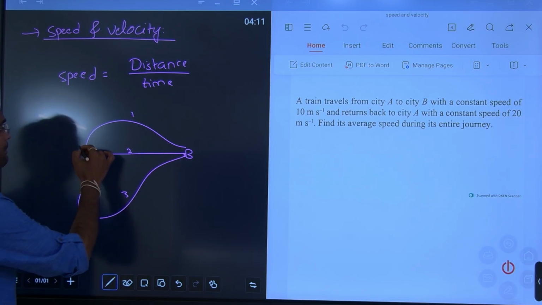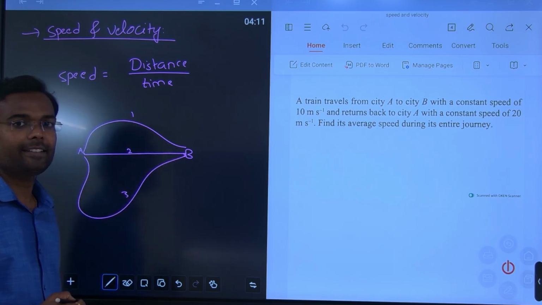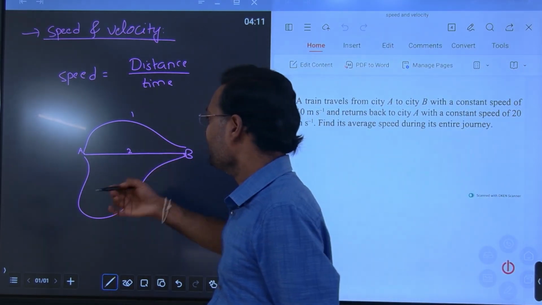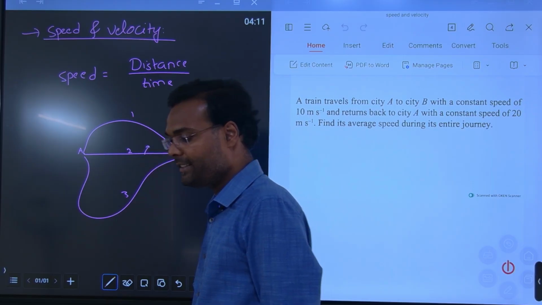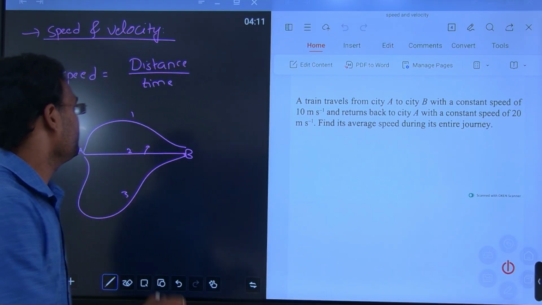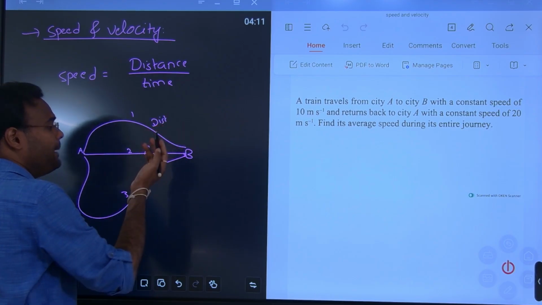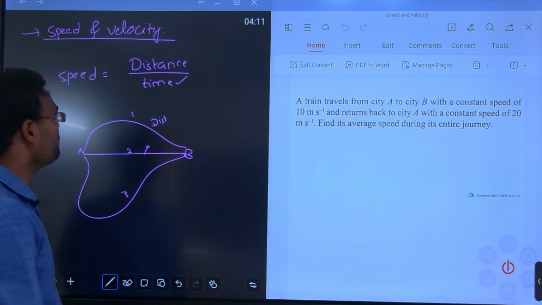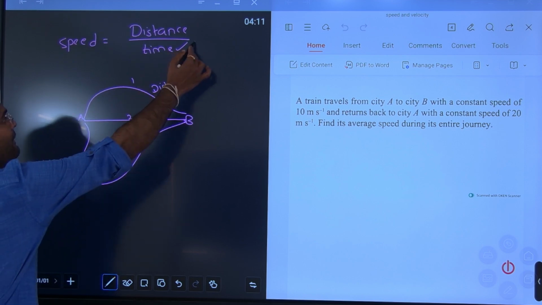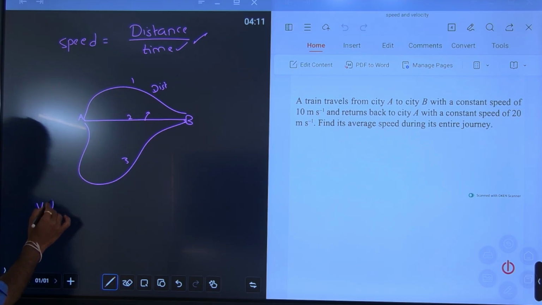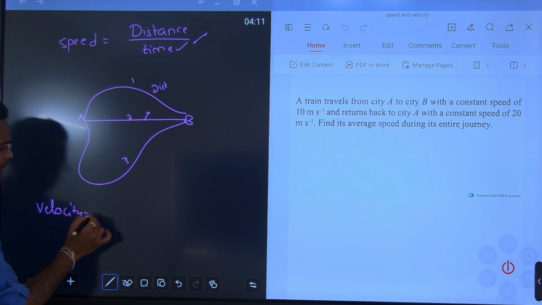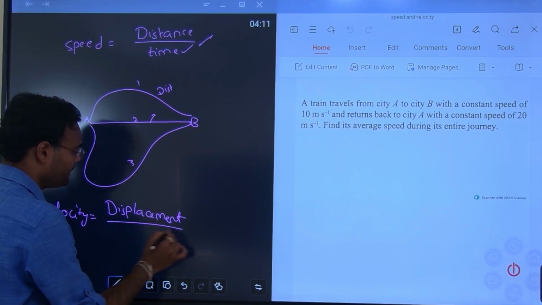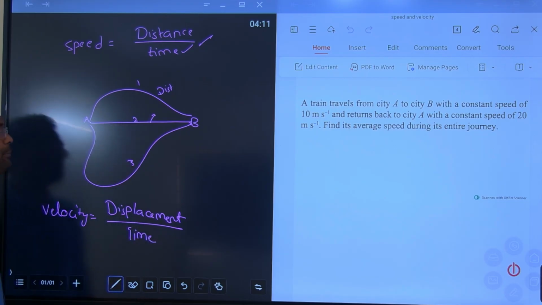The distance is the path followed by the object, and the displacement is the shortest separation between the two points. Yesterday I had told you about distance and displacement, both of which have a time taken to travel. Now the speed is equal to the distance traveled by time, and velocity is equal to displacement by time.